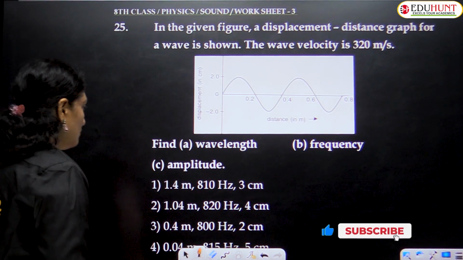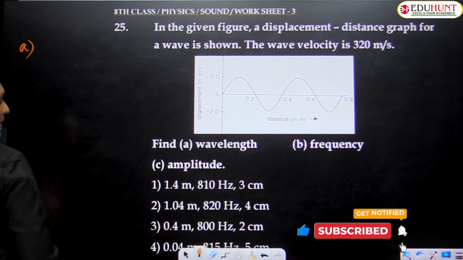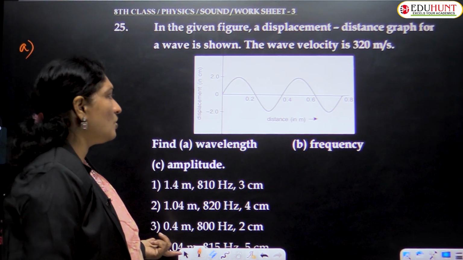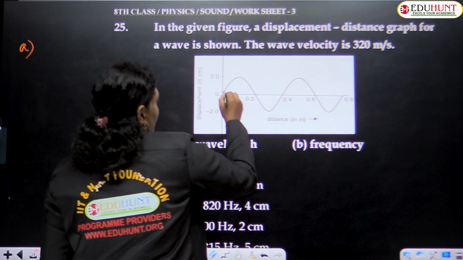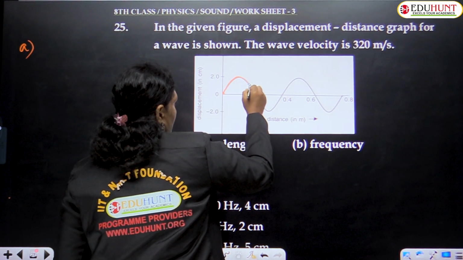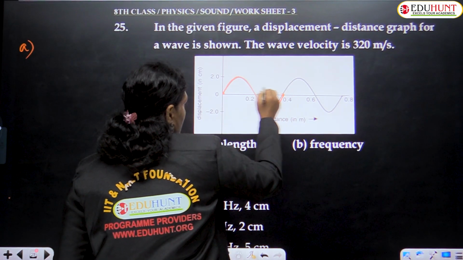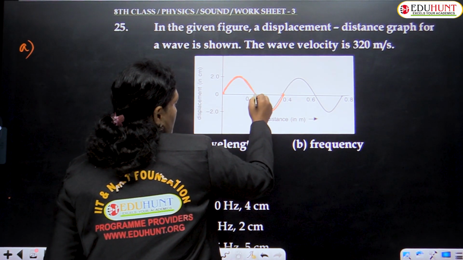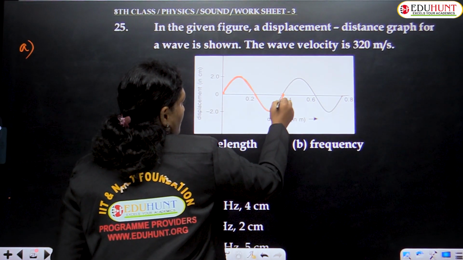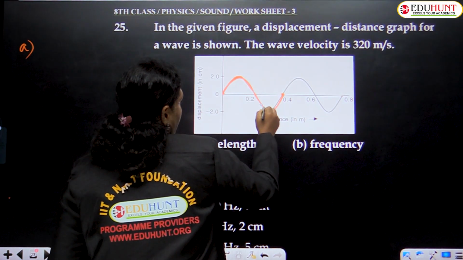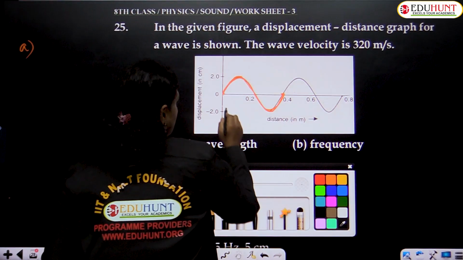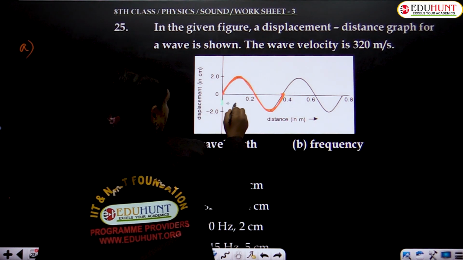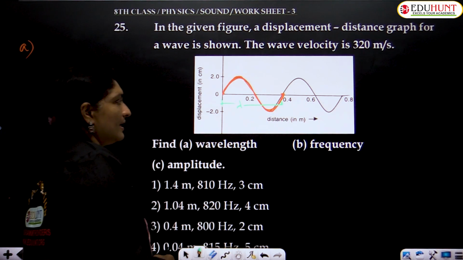So let us try to find out one by one. The first case regarding the wavelength. Only wave velocity is given and frequency is also not given. So let us look at the graph. Wavelength means the total length of the wave. From a mean position, it goes up, again reaches the same mean position, then the other extreme position and comes back. This total length of the wave from here to here is called your wavelength, indicated with the letter lambda.